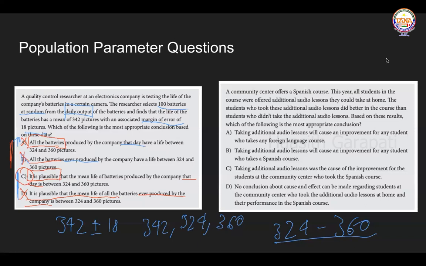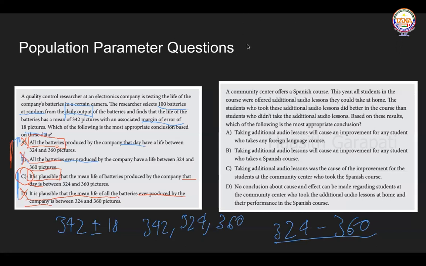Avnish, you have a question? Yeah, actually, you have like boxed up from the daily output. Is that the reason why we specify that day? Yes, because it says that they took it at random from the daily output. The daily output means they did it on one day. That's why we are only allowed to talk about one day. Correct. For example, if that sentence changes where they say, okay, they selected at random over the course of a year, then we're allowed to talk about the whole year. The scope is constantly changing.